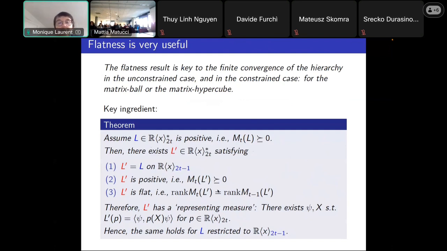And this fact here is underlying, and can be used as a tool to show, for instance, the result we saw a few slides ago by Helton and McCullough in the unconstrained case. This is also underlying the fact that there is finite convergence for the matrix hypercube or the matrix ball. So this is funny. In the non-commutative case, the situation becomes sometimes easier to handle because you have more freedom in the moment matrix.